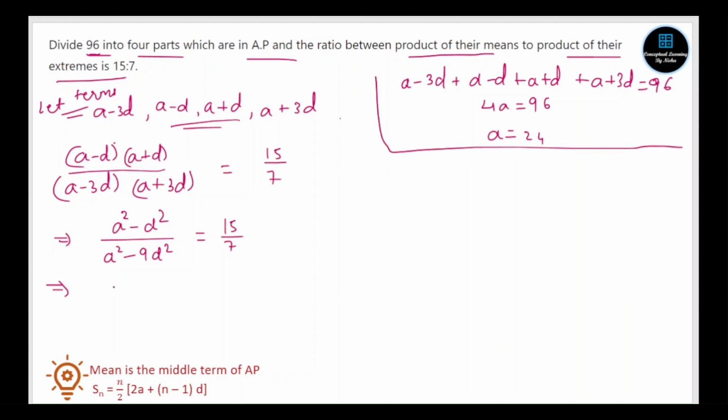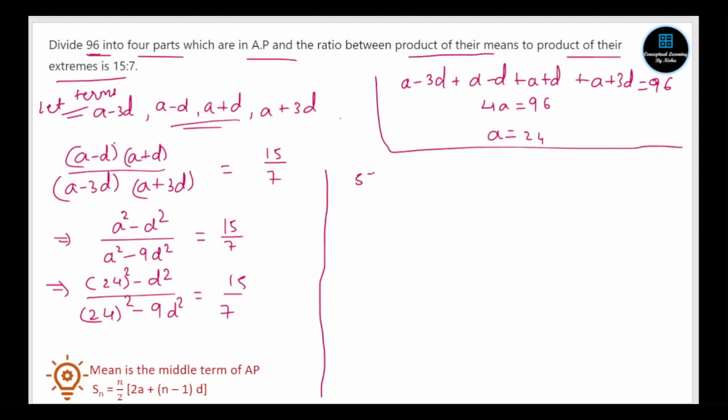So 24 square minus d square upon 24 square minus 9d square equals 15 upon 7. Now you can't cancel this 24 square, which is a very common mistake. So don't do that ever. Now what do we get here? 576 minus d square upon 576 minus 9d square equals 15 upon 7. Now cross multiply and simplify them.